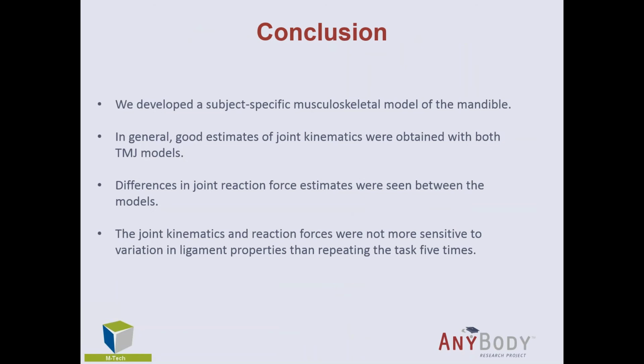We have developed a subject-specific musculoskeletal model of the mandible. It in general showed good estimates for joint kinematics, whether we used the point and plane model or our FDK model. However, we did actually see differences in the estimated joint reaction forces in this case, which clearly shows that this particular musculoskeletal model is sensitive to the modeling of the joint, and it's not enough that the kinematics agree to have the same joint reaction forces.